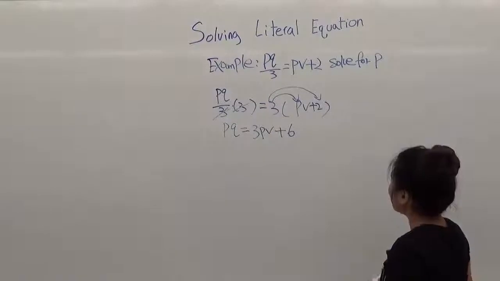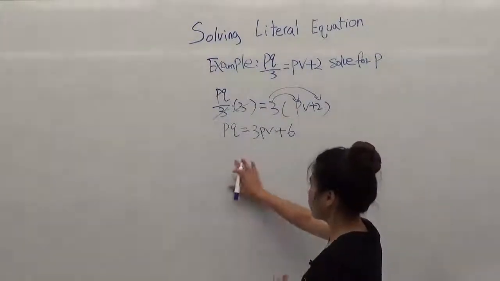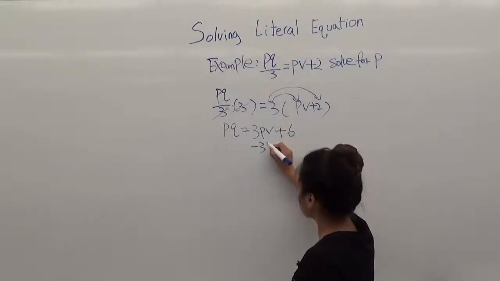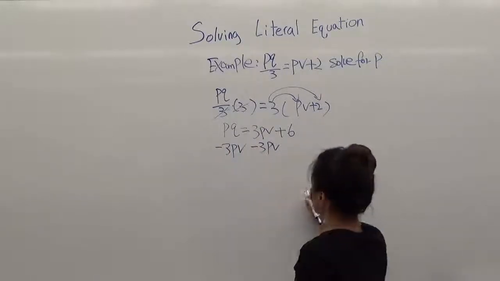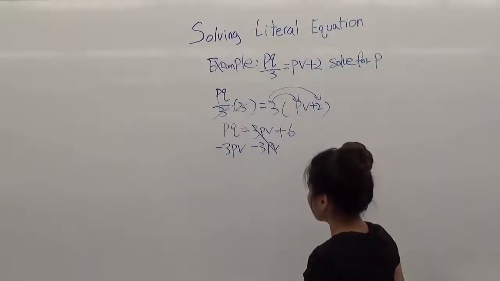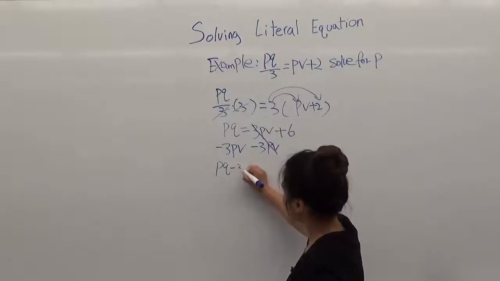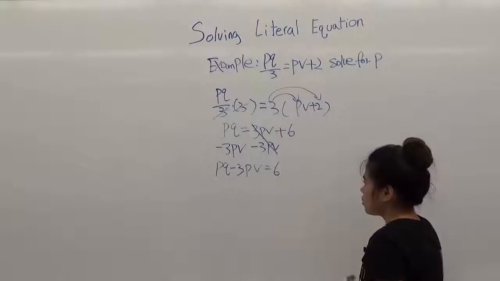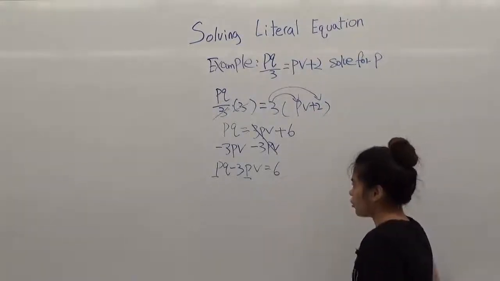Then since the problem asks to solve for p, we need to get p on just one side. In order to do so, we're going to subtract 3 p v on both sides. Then this 3 p v and negative 3 p v are going to be cancelled out. Then we're left with p cubed minus 3 p v equals 6. Since there is p in both terms, we need to factor out p.